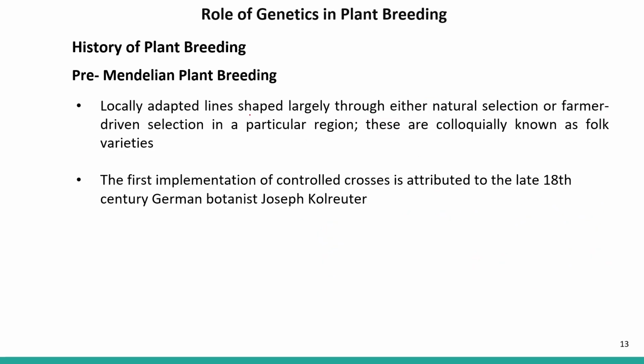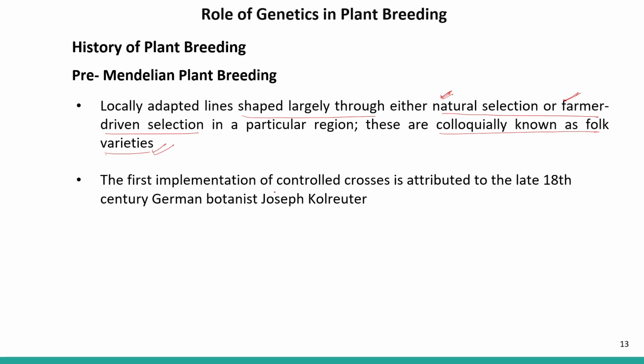Locally adapted lines shaped largely through either natural selection or farmer driven selection. So we have studied about the farmer driven selection. Natural selection is the one where nature selects the best crop. Other crops will not survive, nature will select the best one. And in a particular region, these are colloquially known as the folk varieties. So they use such types of varieties.